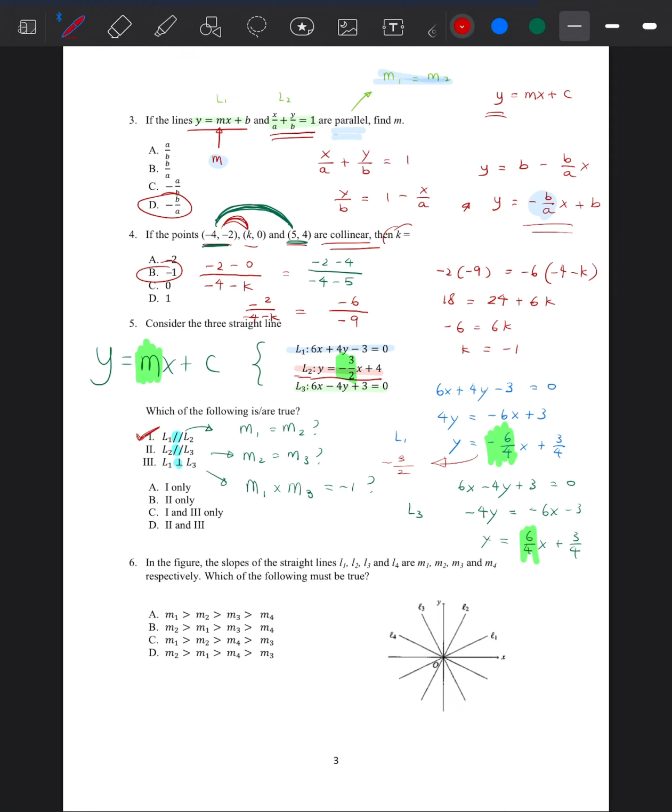And then let's look at L2 and L3. L3, if we simplify it, is 3 over 2, but L2 has a negative sign here. So it's not the same, so this one is wrong. For L1, you have negative 3 over 2, and then times the gradient of L3. Let's see if it is equal to negative 1. But when you multiply it, you realize it is negative 9 over 4. So it's not equal to negative 1, so it's not correct as well. Therefore, the answer for this one is just A. Only number 1 is correct.